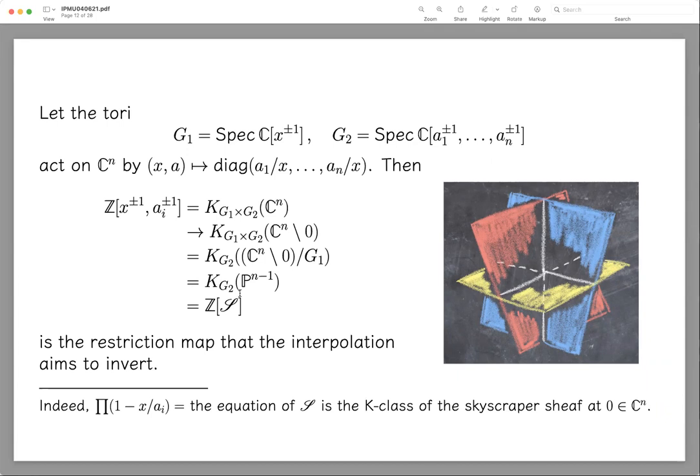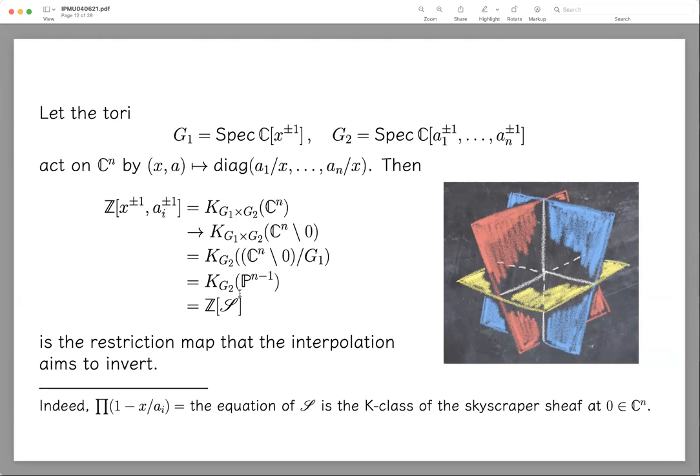And so when I look at the dual map, the embedding of the spectra, the equation of that will be exactly that. This means that the product of 1 minus x over ai equals 0 is the spectrum of the covariant K-theory. You take the spectrum of the covariant K-theory of projective space and map it to the spectrum of the ambient stack.